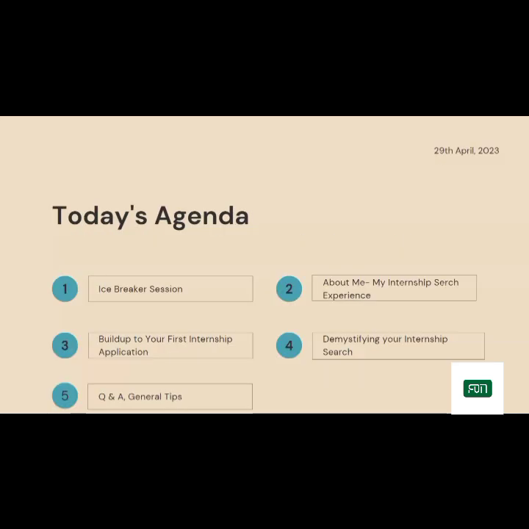Yeah. So yes, this is just a recap of what we did today. We did a little bit of icebreaker session to find out how many people have gotten internship offers already. Then I talked about myself and my internship research experience, build up to first internship application, and how you can demystify the CV application process. And then we'll be going to question and answer and general tips.